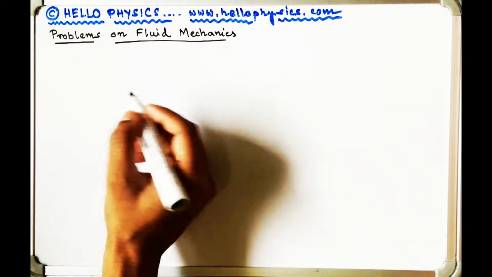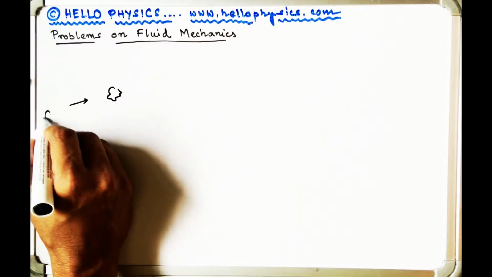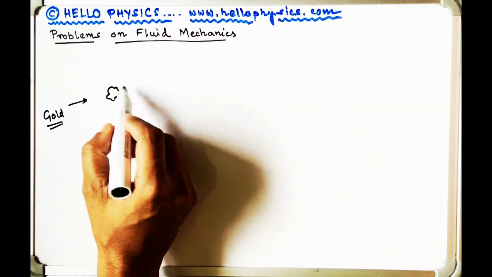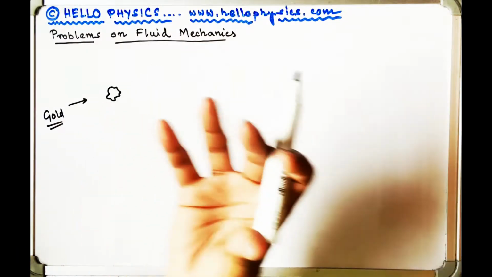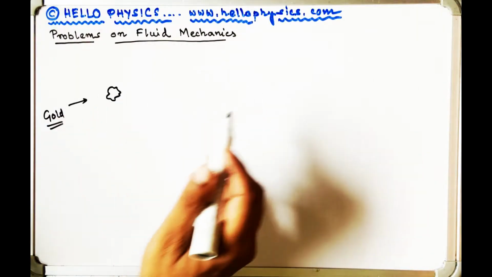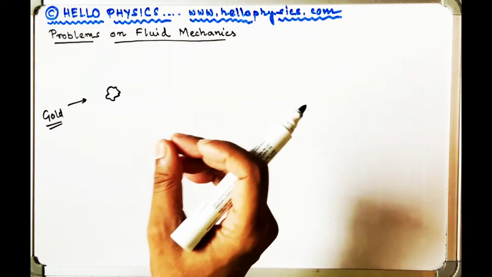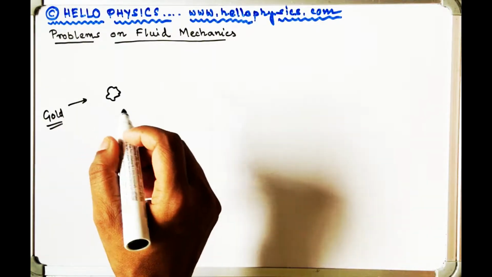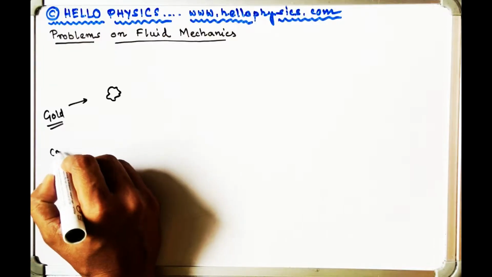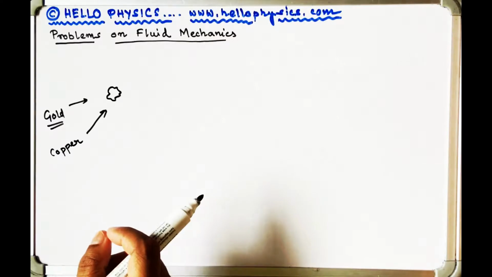You know, we purchase gold ornaments from a jewelry shop, okay? So let's assume that this typical shape that I have drawn over here is a solid gold ornament that we have purchased from the jewelry shop. Now gold has a very high price. It has a very high value. Sometimes what some jewelry shop owners do is they mix some amount of copper into the gold ornament.